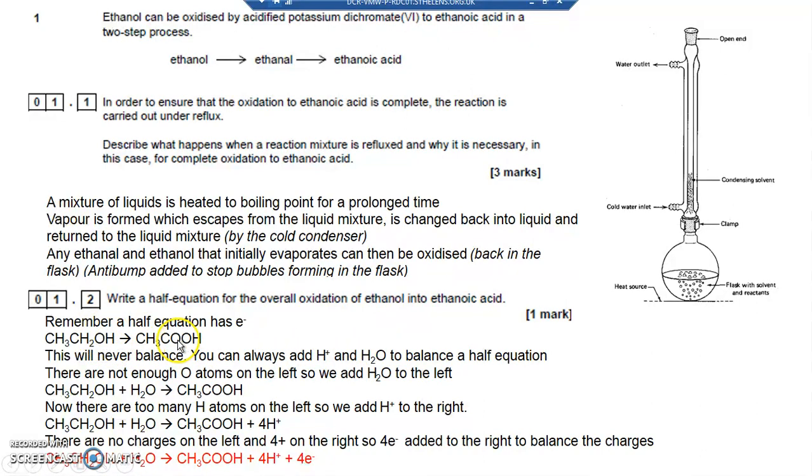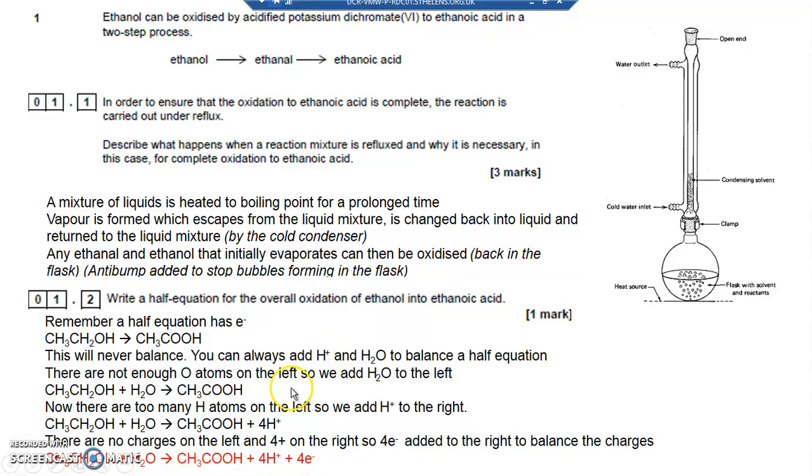So clearly we need an extra O on the left hand side, so the only option of these two, H plus and H2O, is H2O, which has an O. So if I add an H2O onto the left hand side, now the O's balance, but unfortunately the H's don't. I've got 3, 4, 5, 6, 7, 8 H's on the left and only 4 on the right hand side. So I need 4 extra H's on the right hand side.